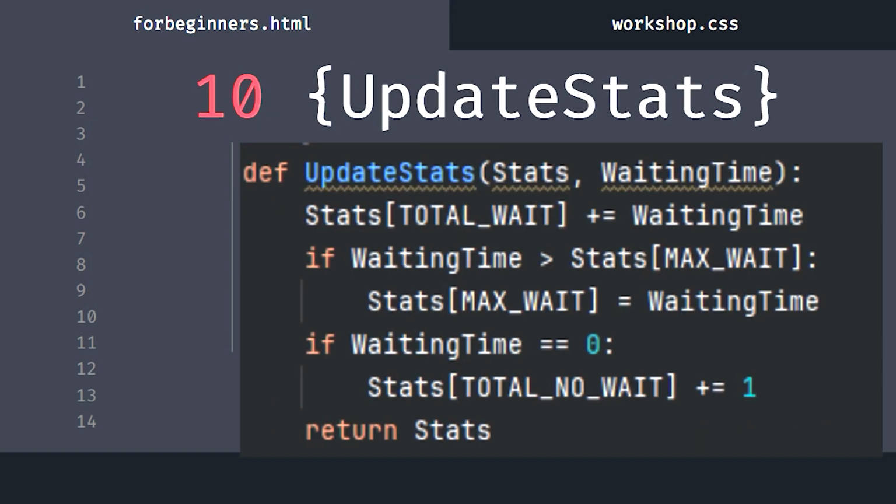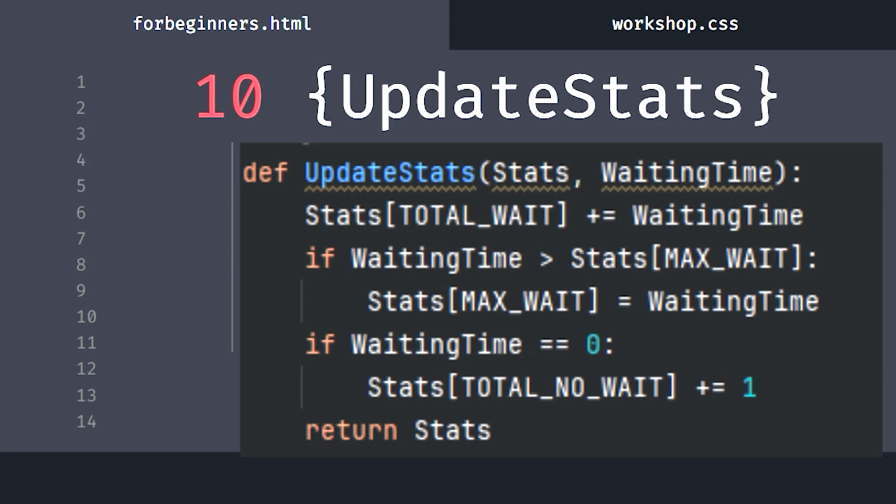The main purpose of the update stats subroutine is to simply update the changes that have occurred after a customer has been served. This can be to do with the total waiting time experienced or even if the customer had to queue or not. This is mainly done by amending the stats array through the use of if conditions.